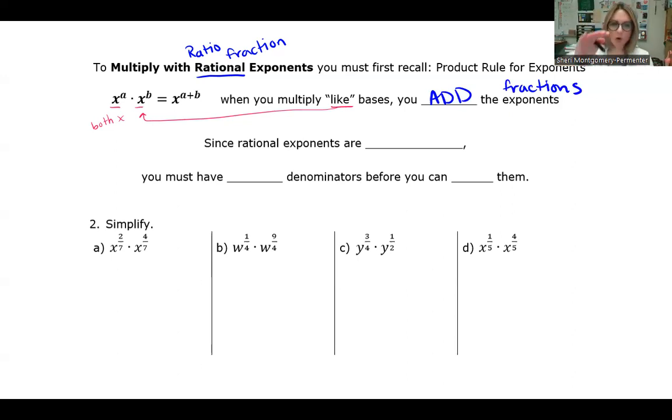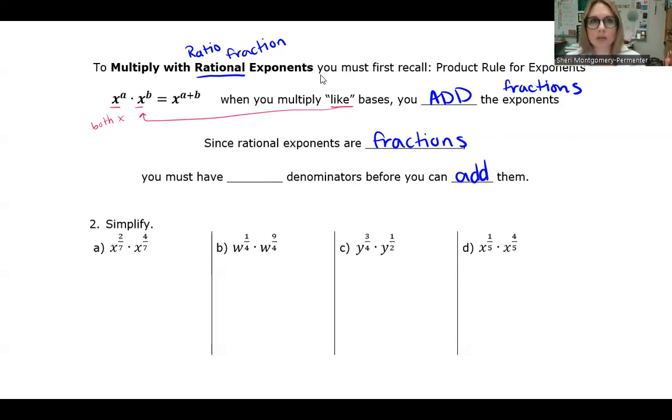Okay, we don't remember. So we're going to start and we'll fill in these blanks and we'll figure it out when we get there. Since rational exponents are fractions, you must have blank denominators before you can blank them. You must have what kind of denominators? Well, and it tells you here what we're doing. So do we know this blank? We're adding them.